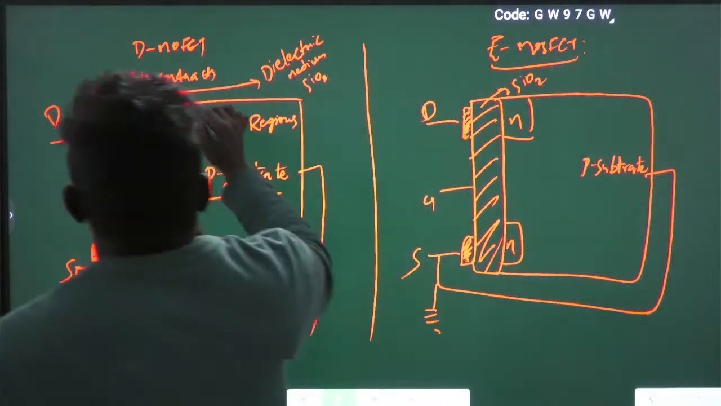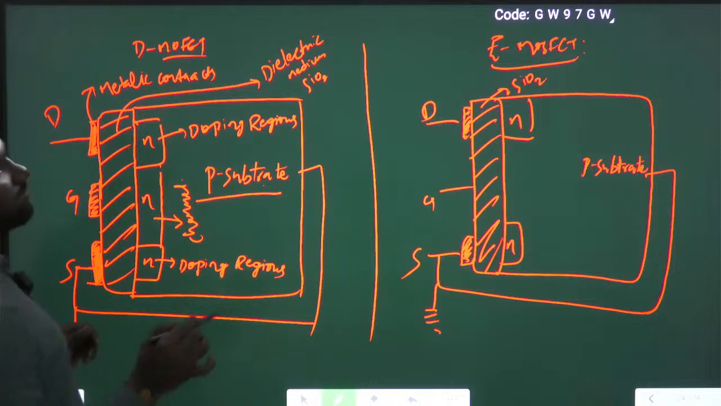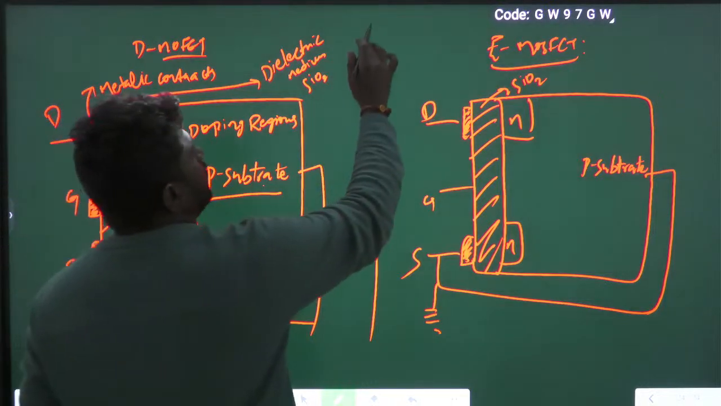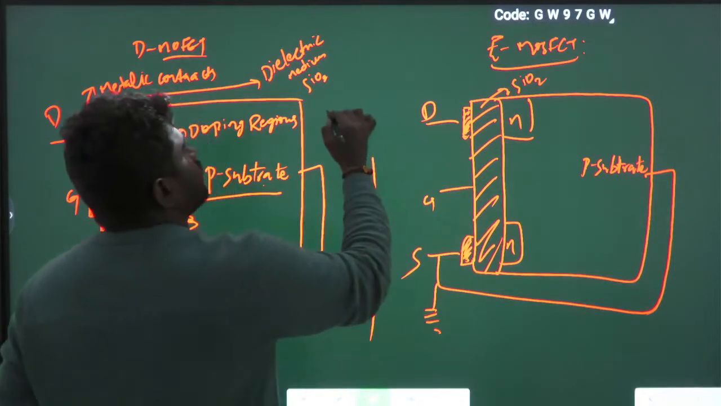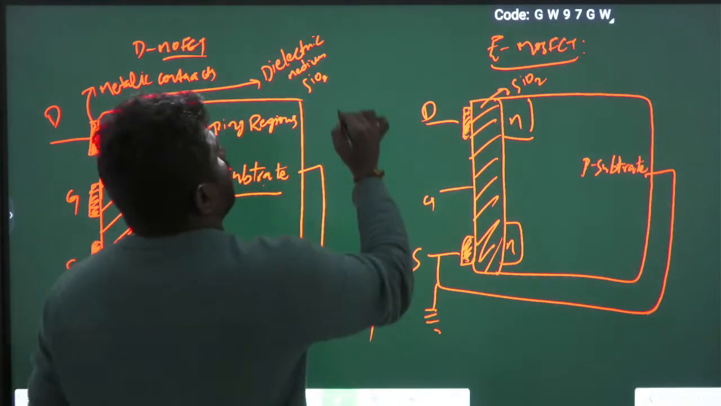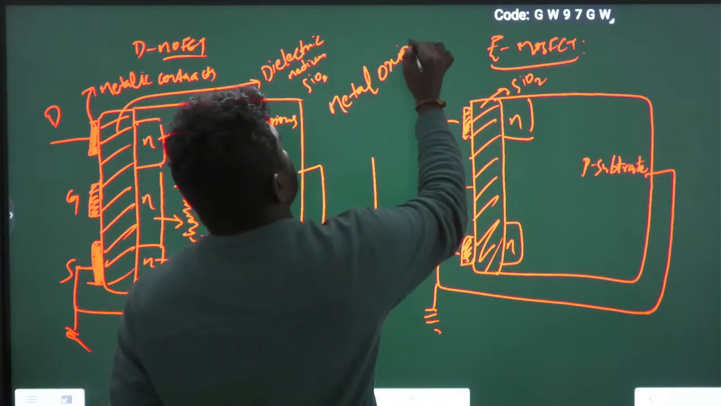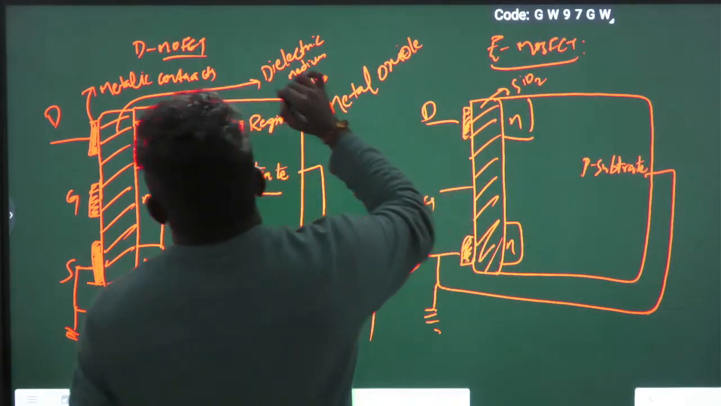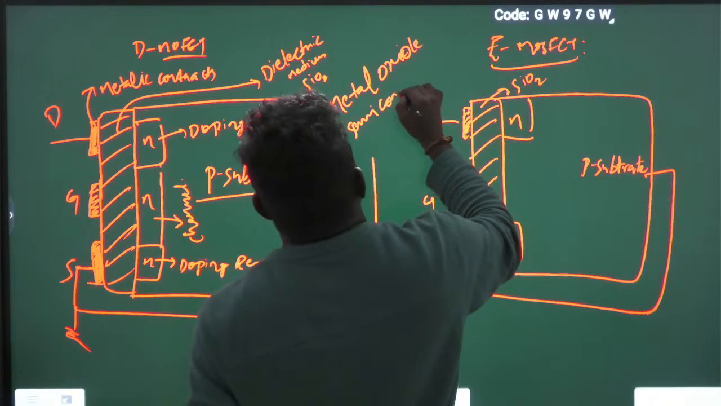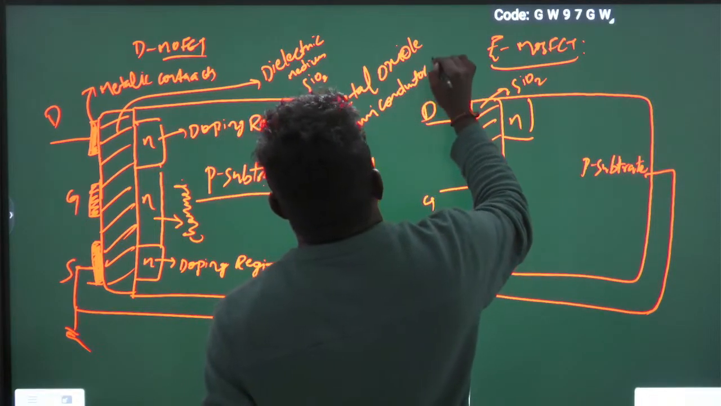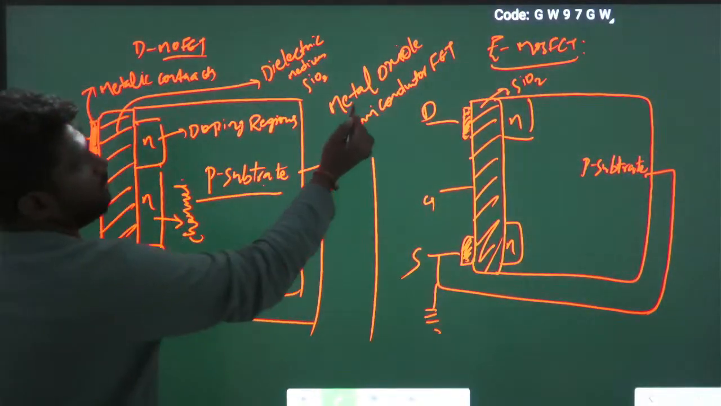Now see, MOSFET full form is metal oxide semiconductor field effect transistor. Now see how the name is called, metal.